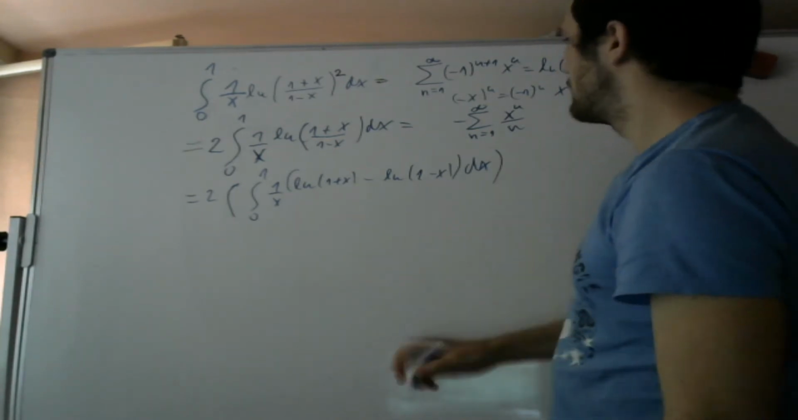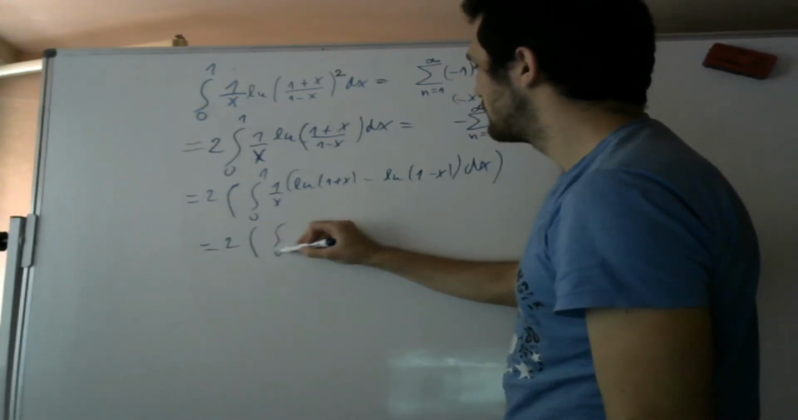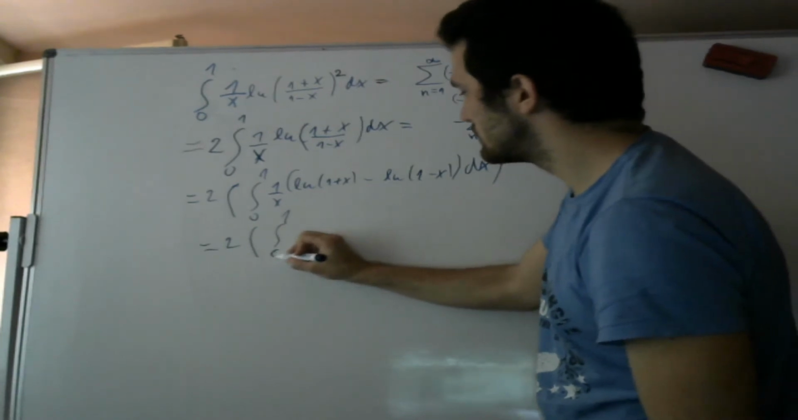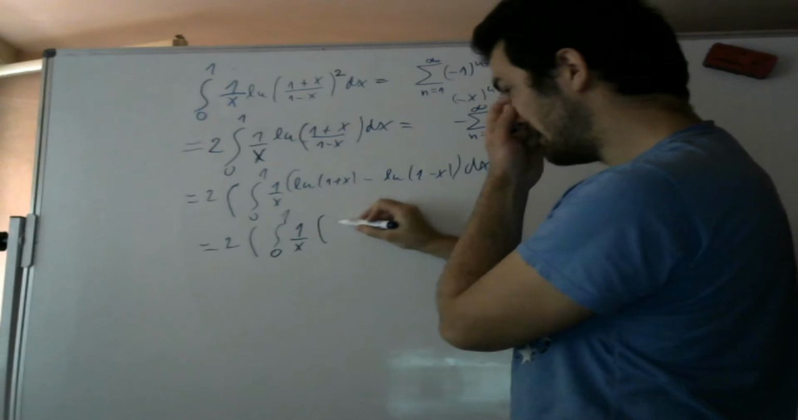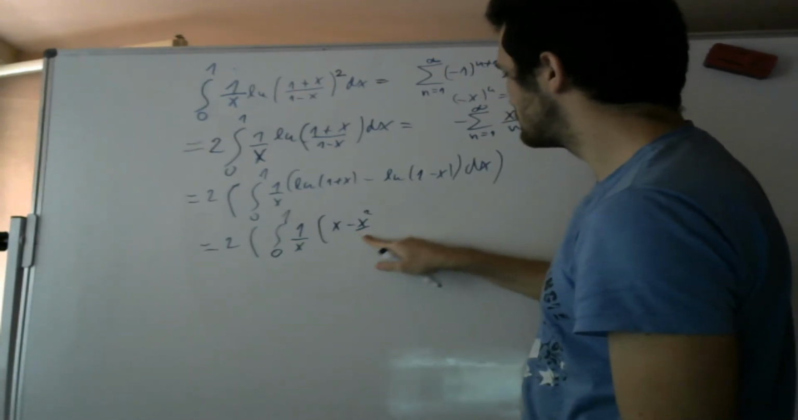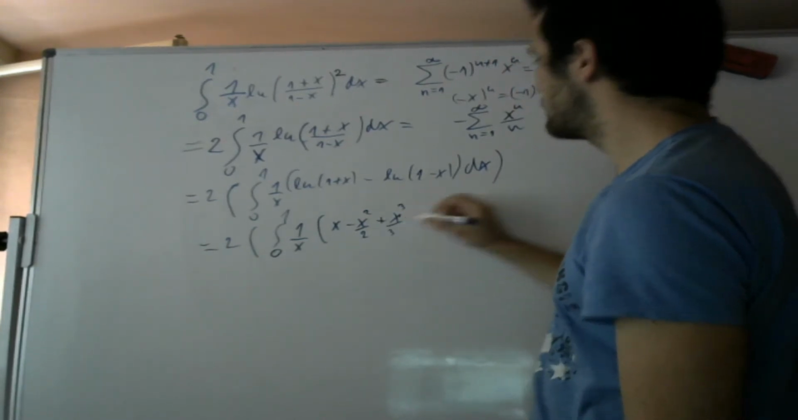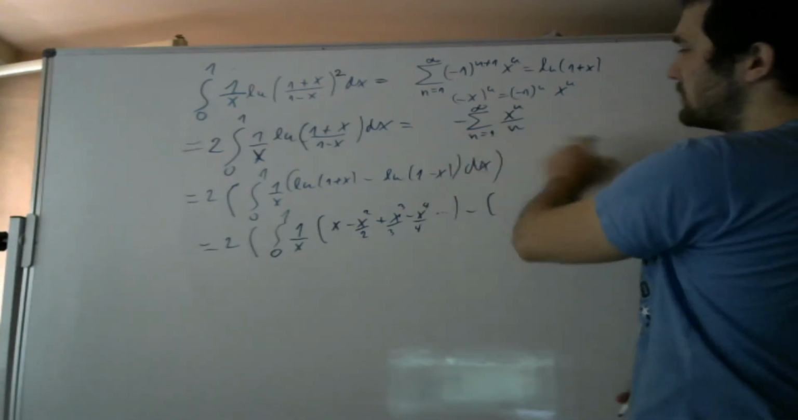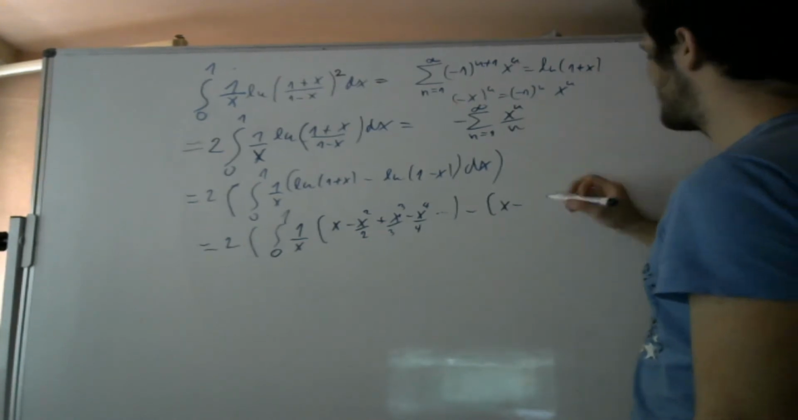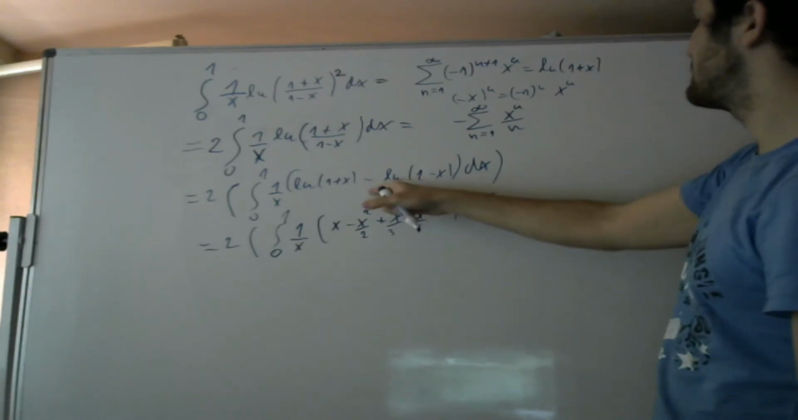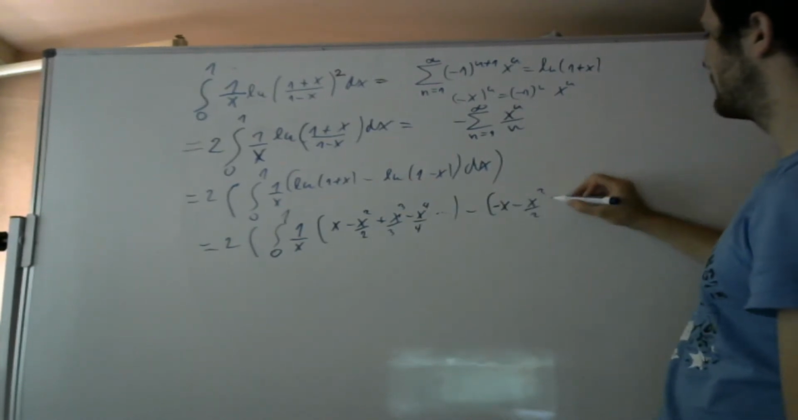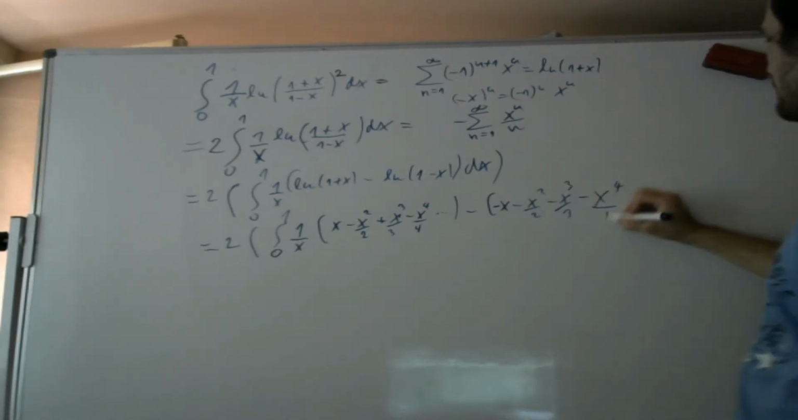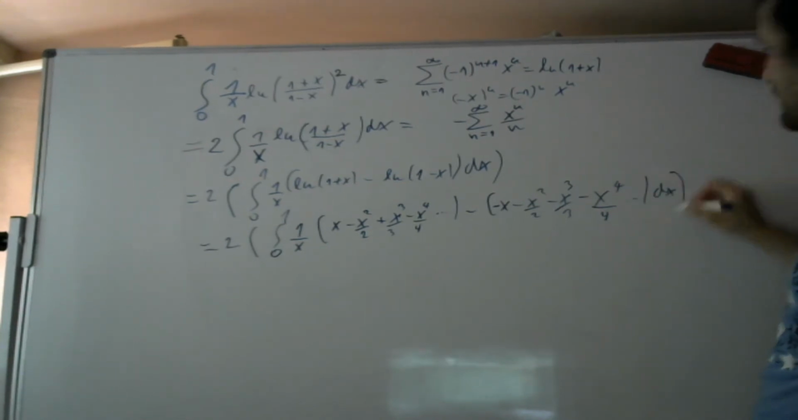After this, we will expand those two. From 0 to 1, the integral of 1 over x times (x minus x squared over 2 plus x to the third divided by 3, and so on), minus, as we can see, all the negative terms: negative x, negative x squared over 2, negative x to the third divided by 3, minus x to the fourth divided by 4, and so on, dx.